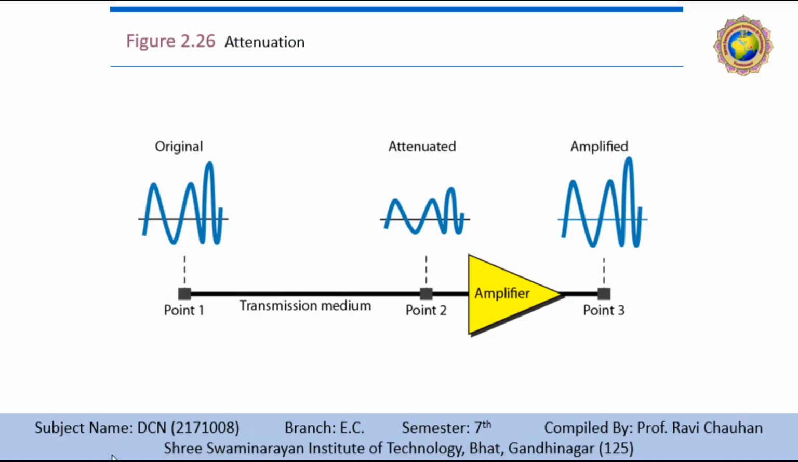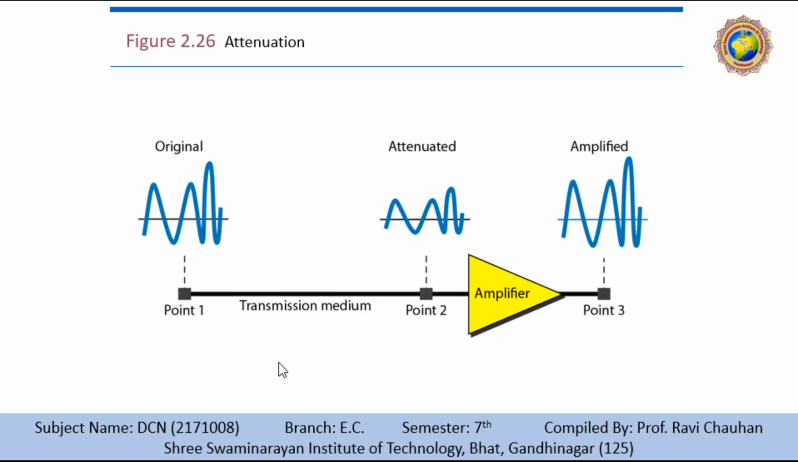First is attenuation. Attenuation means a loss of energy. When a signal, simple or composite, travels through a medium, it loses some of its energy in overcoming the resistance of the medium. That is why a wire carrying an electric signal gets warm, if not hot, after a while. Some of the energy in the signal is converted to heat. To compensate for this loss, amplifiers are used to amplify the signal.